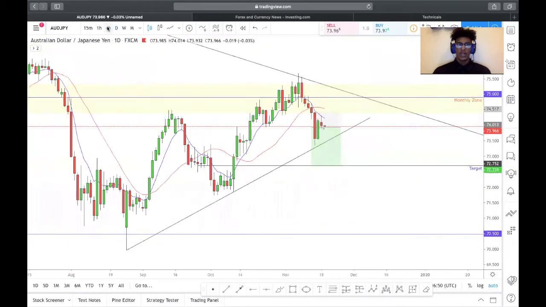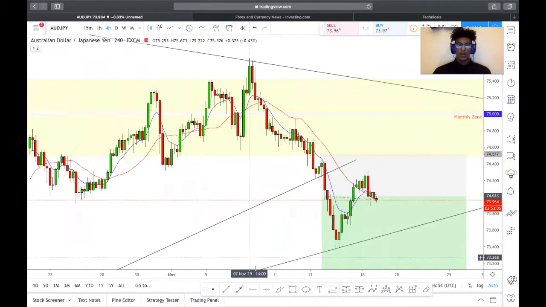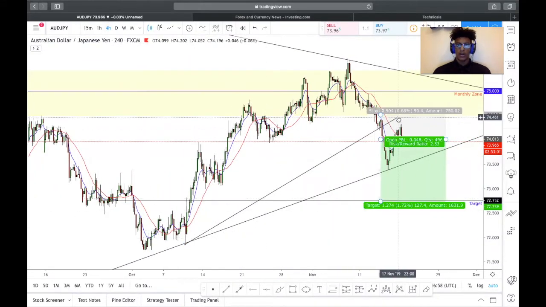But just scaling down to the 4 hour, we can see we did manage to break our initial trend line here.